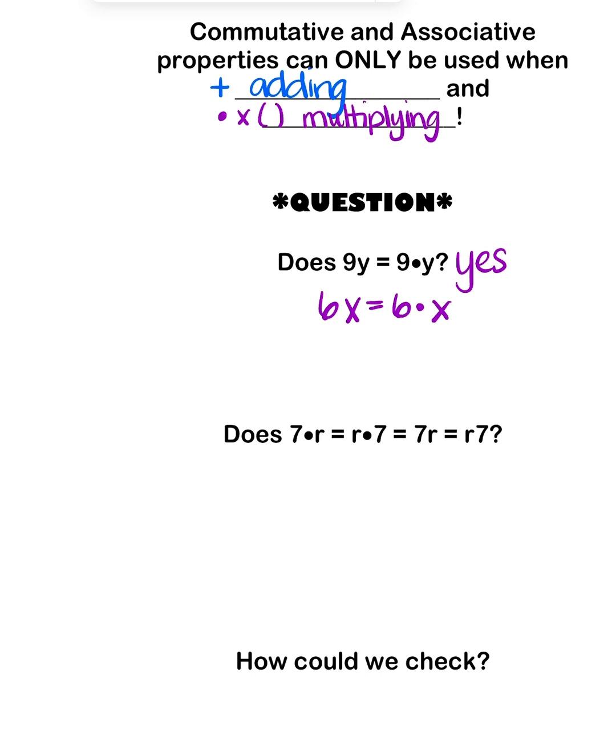So anytime a number and a letter sit side by side, we have an imaginary multiplication in the middle, okay? All right, same thing for the next one. Does 7 times r equal r times 7 or equal 7r or r7? And the answer again is yes. And because when we multiply, we can switch the order.